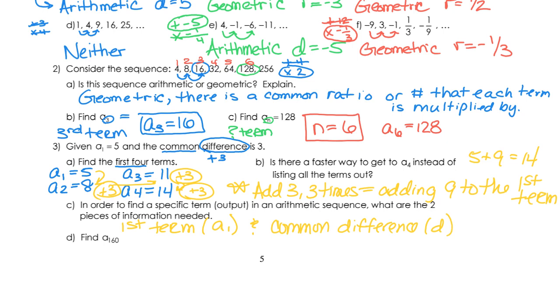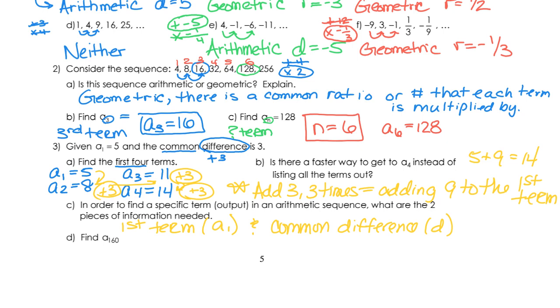Okay. So now, notice they want us to find a sub 160. So that would be a lot of terms being written out. Whew. All right, so if we think about it, to get to the fourth term, we added 3 times to get to the fourth term. So it's 1 less because you don't have to add to get your first term because you already have it.